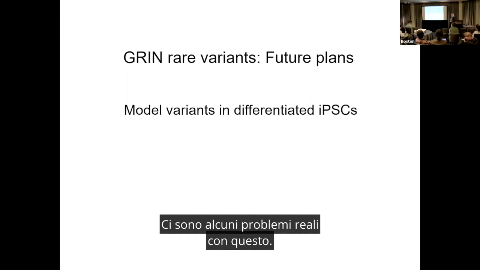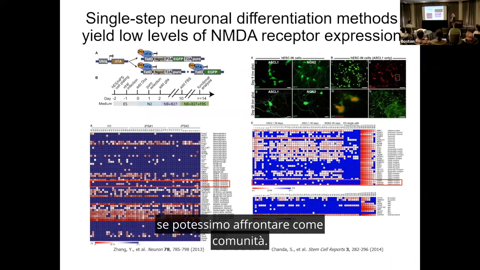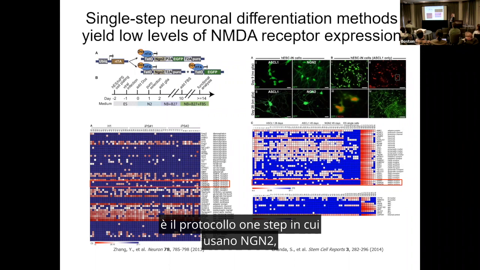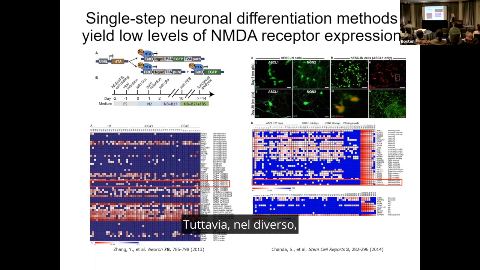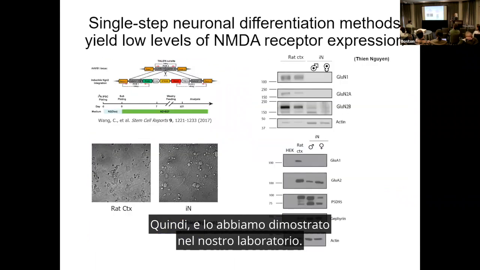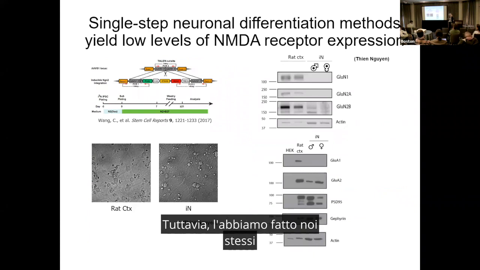There are some real problems with this, so I just want to pitch this out there as something that would be great if we could tackle as a community, and that's that there's so much variation. One of the more common differentiation techniques is the one-step protocol, where they use NGN2. This is quite popular to differentiate excitatory neurons. However, it's already reported in the literature that they don't express NMDA receptors. That's a problem when studying NMDA receptors. And we've shown that in our own lab. We've used that rapid protocol to study neuroligins that are expressed really well in those. However, we've done it ourselves, and we don't see NMDA receptors.